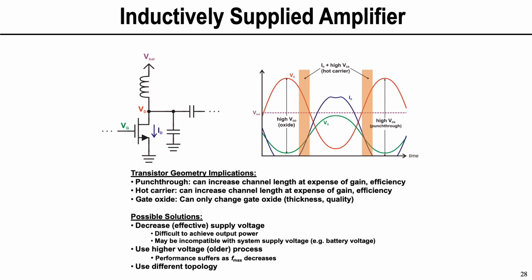Now, the hot carrier effects, on the other hand, are significant when you have both voltage and current, right? That's basically these orange bands where the hot carrier effect is most pronounced. So the damage due to hot carriers will be happening there. And also, the punch through will be happening at the time where the excursion is the largest.